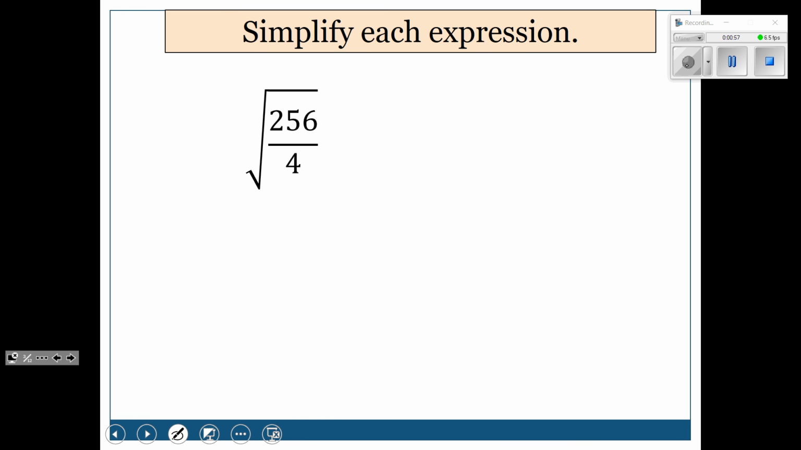Again, we have a fraction here, and we ask ourselves, can we simplify the fraction 256 divided by 4? Well, 256 divided by 4 happens to be 64. Now we know that 64 is a perfect square, so we take the square root of 64, which is 8.